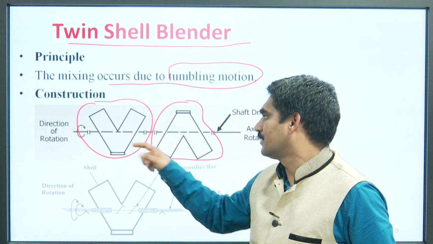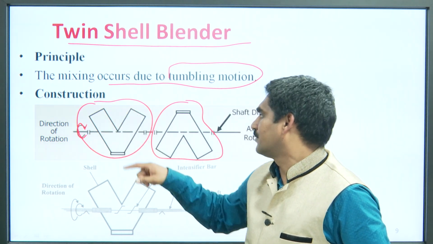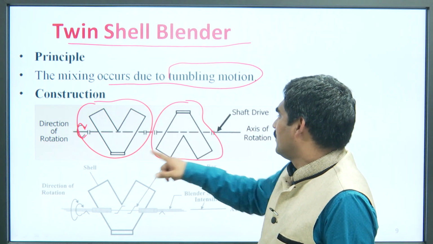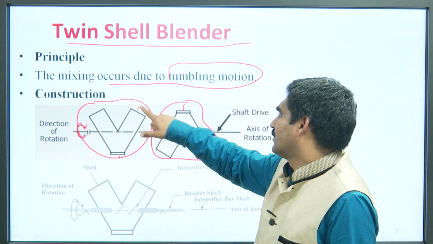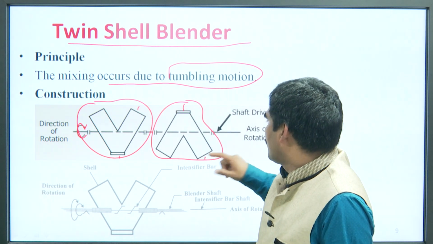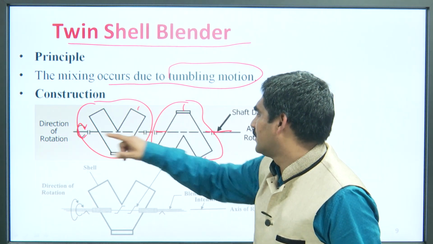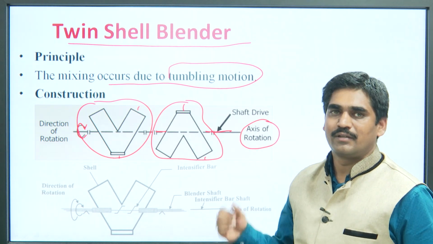You see the shape of the blender, it is a V shape, and this is the direction of rotation in which it moves. After one revolution, the bottom side goes upward and the upward part moves downward. This is the shaft on which the blender is attached, and its axis of rotation, or movement of particles, takes place.